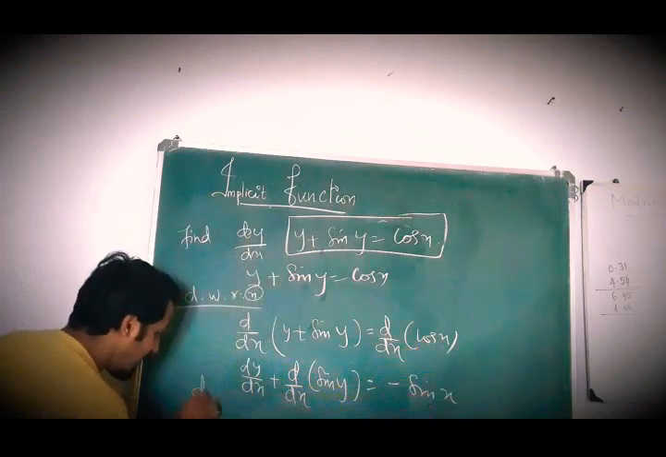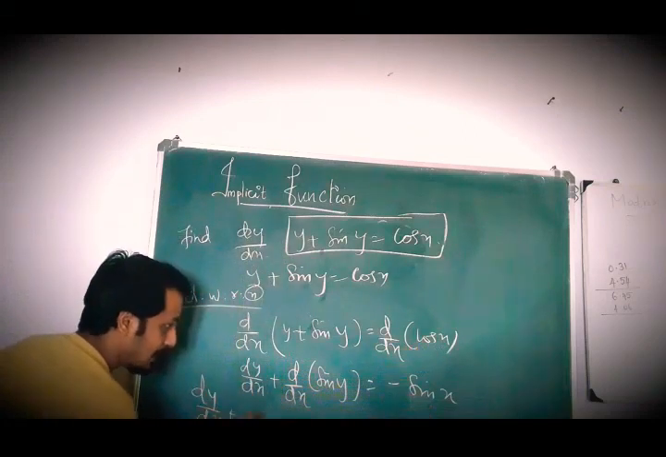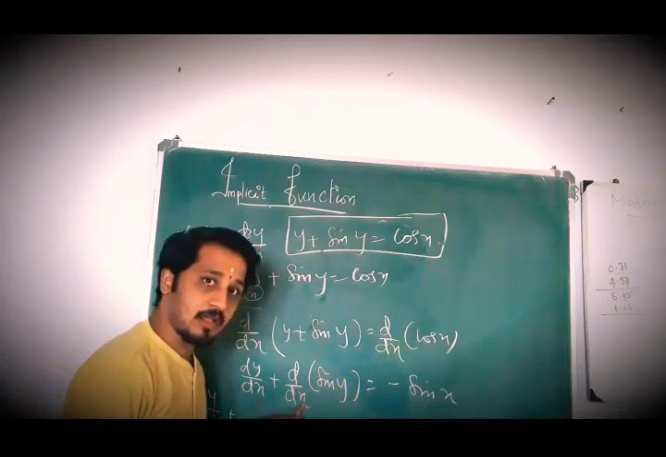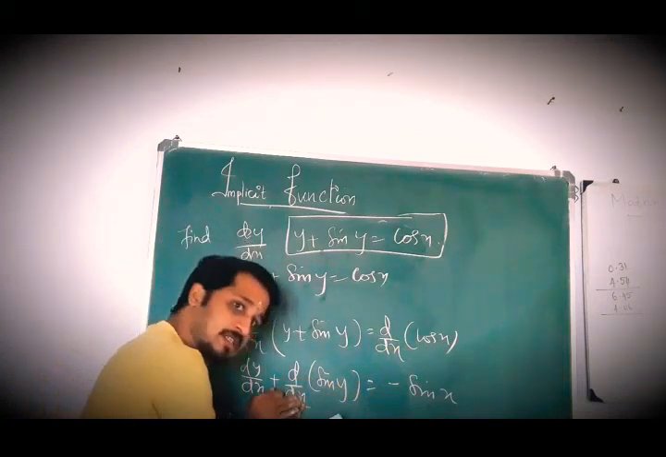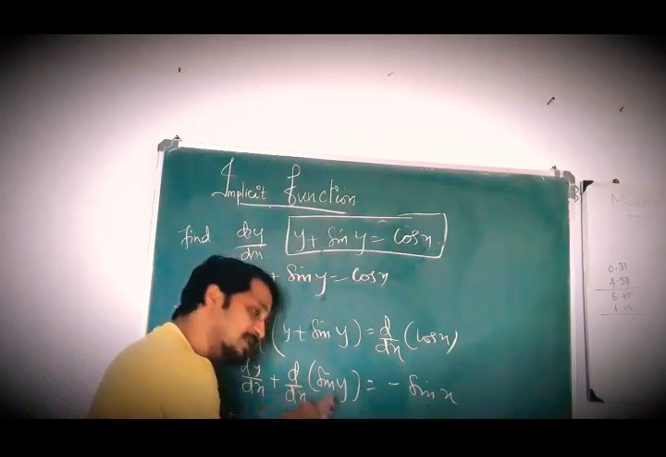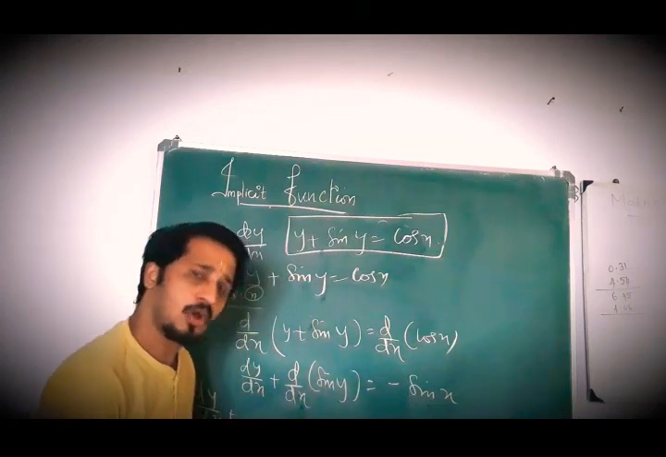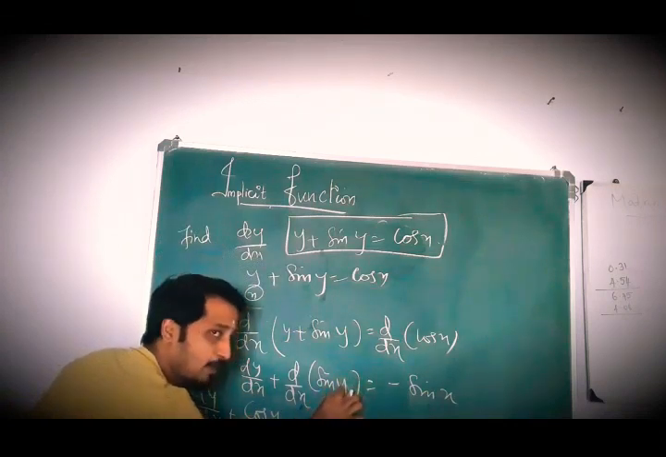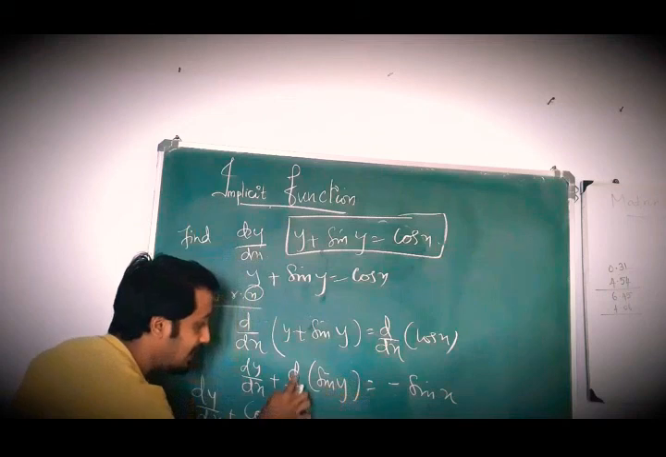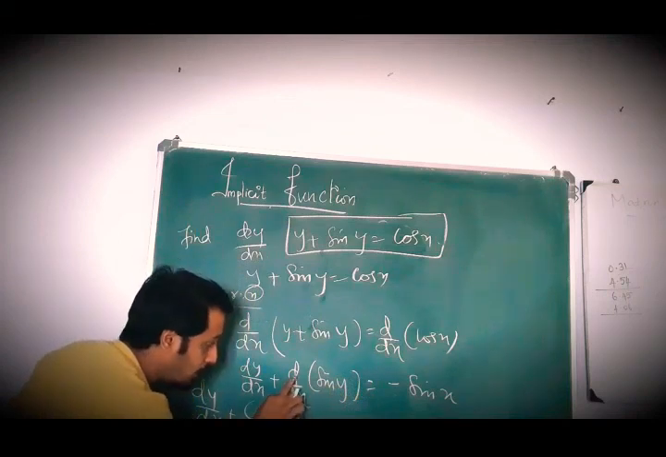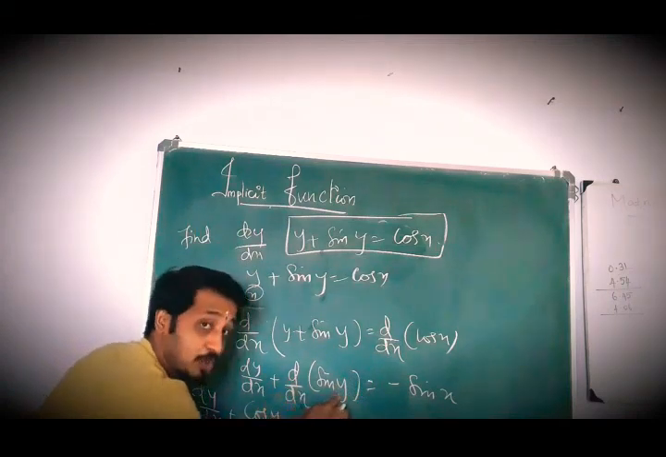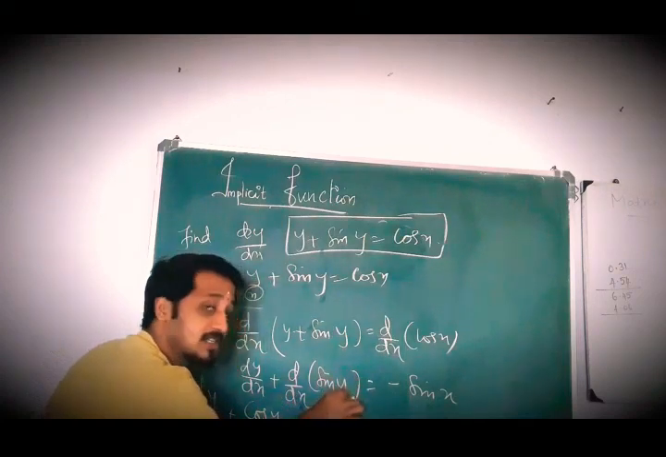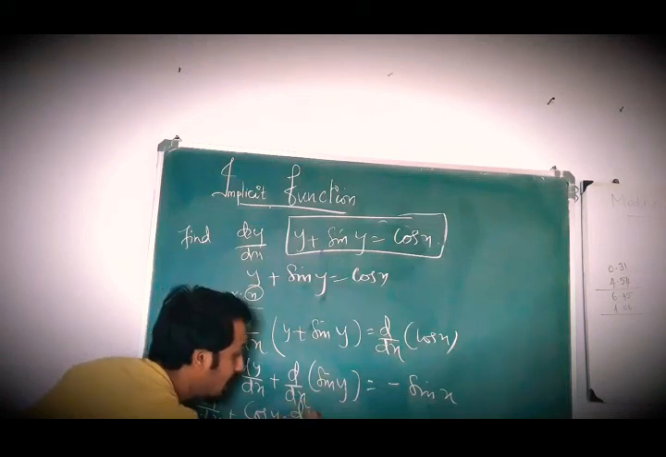Now dy by dx plus the derivative of sin y with respect to x, they are asking. So forget about this x for the time being. The derivative of sin y is what? cos y. I am going to write cos y. In place of x, I have y. Yes or no? See, if I want to write d by dx, the function has to be in the format of x. In place of x, I have y. So again, I am going to differentiate this y, that is nothing but cos y into d by dx.